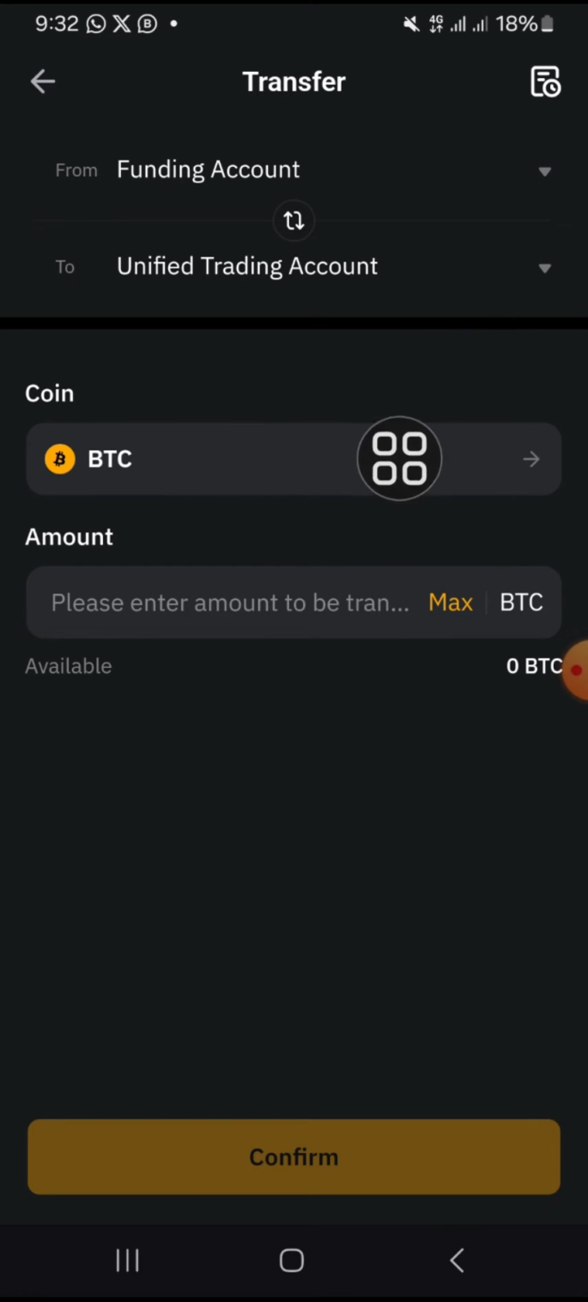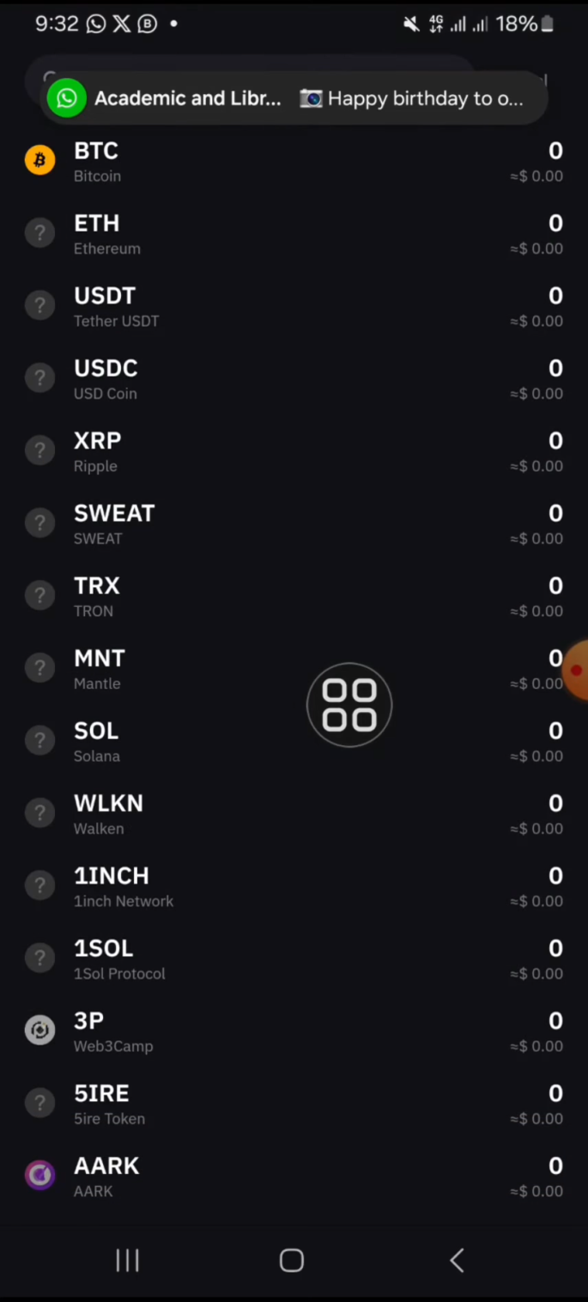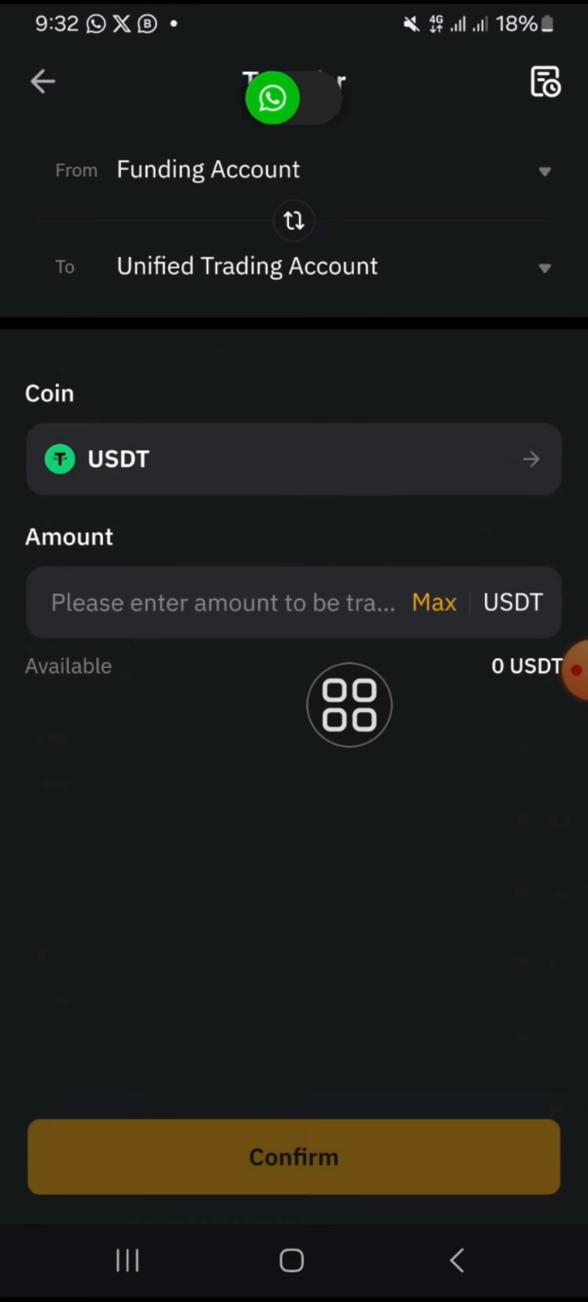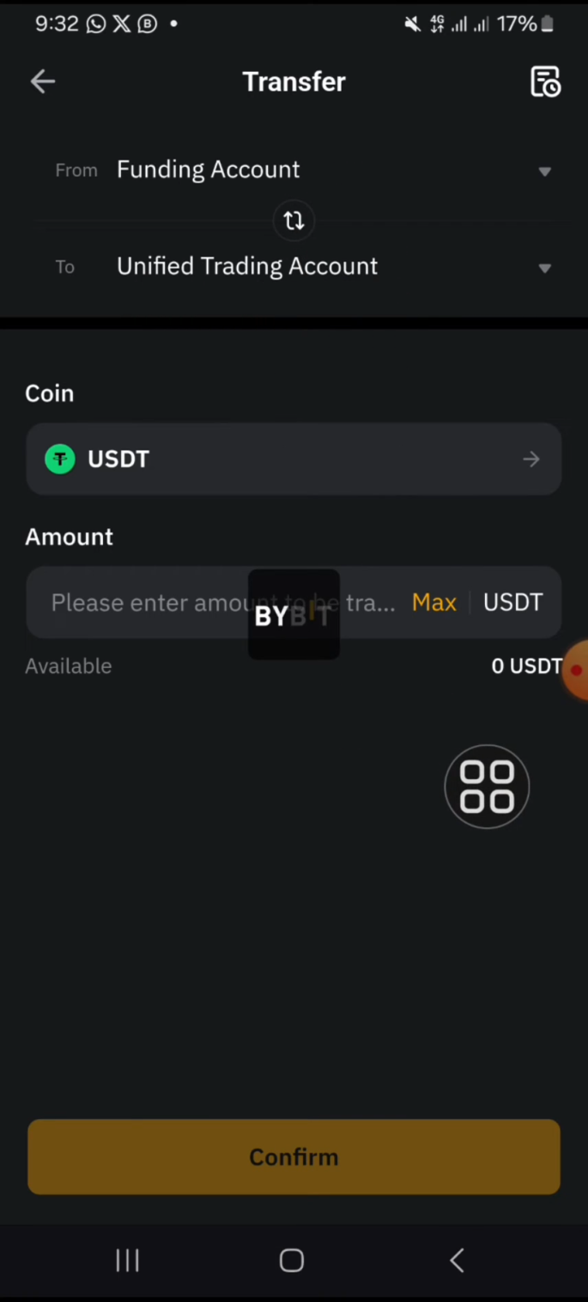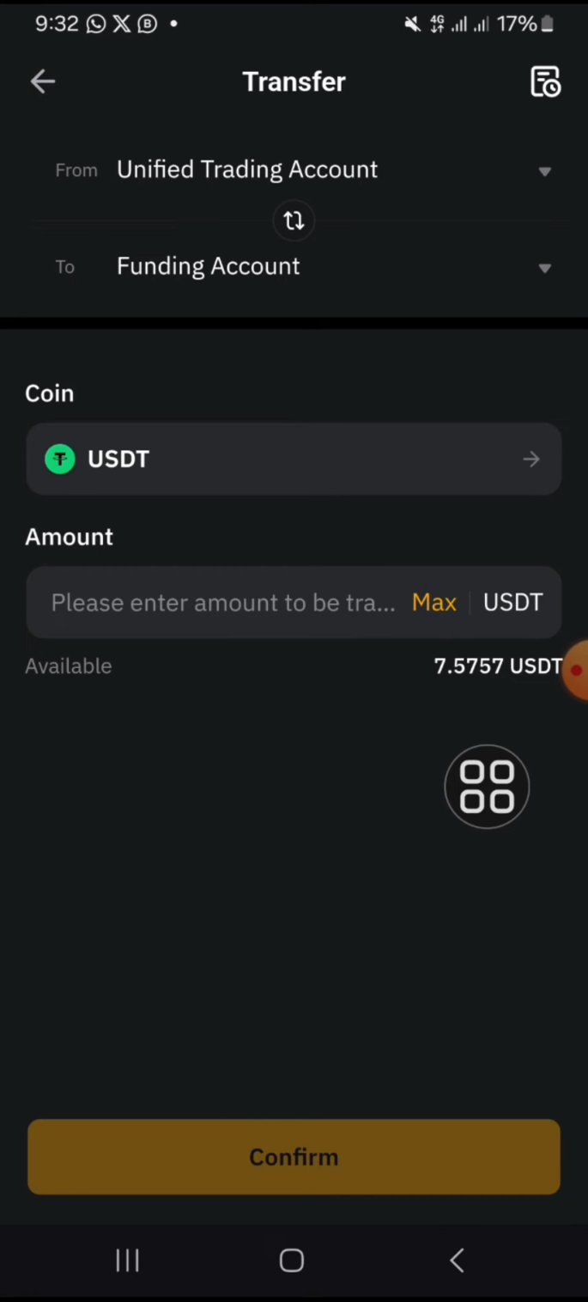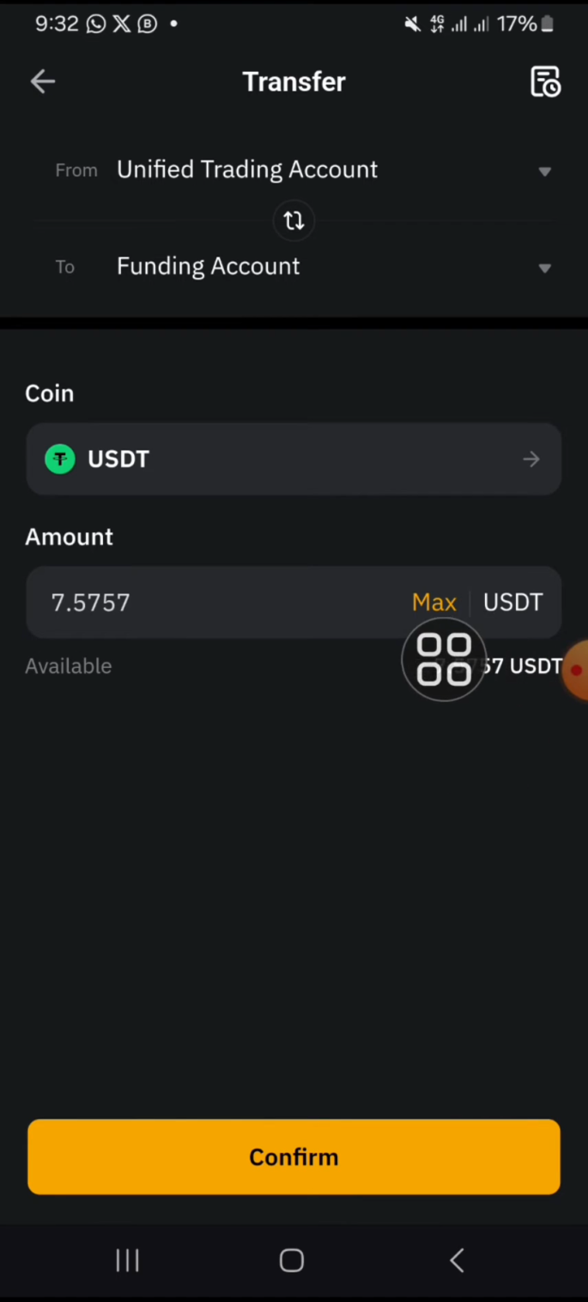On this place, pick the cryptocurrency you want to transfer, mostly USDT or any other. You can convert it and from there you transfer. If you want to transfer from unified trading back to funding, just tap on this middle button. I can transfer from unified trading to funding, and I can transfer from my funding to unified trading. I believe you understand that.